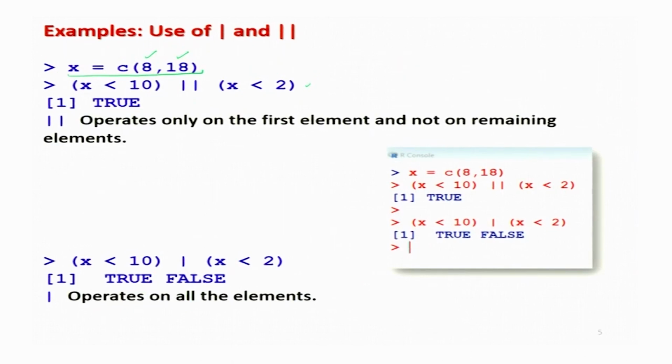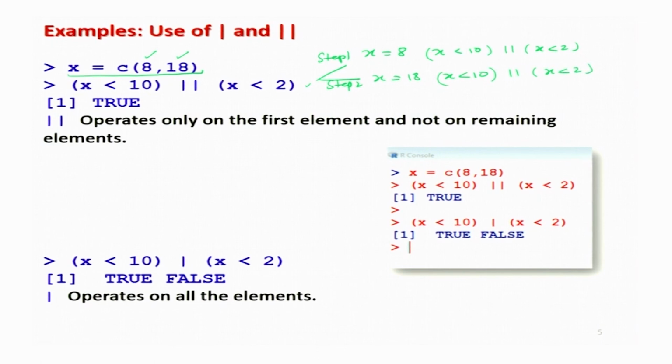You want R to operate like this: first, it will choose the value x equal to 8, and then verify the answer of this command, that x is less than 10 or x is less than 2. After this, in step 2, you want x to pick up the value 18 and test whether x is less than 10 or x is less than 2. This is what you want to do.